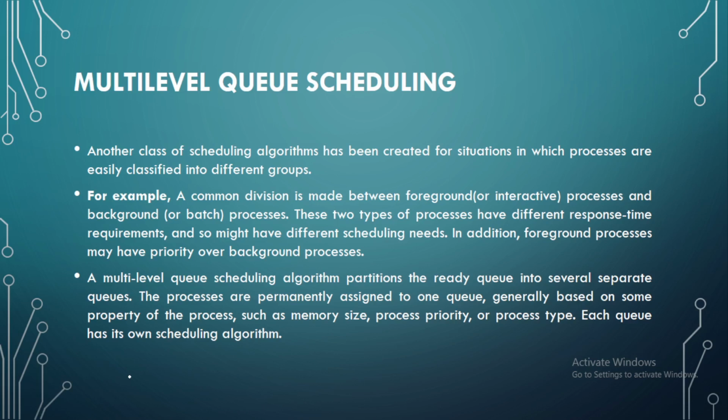A multi-level queue scheduling algorithm partitions the ready queue into several separate queues. The processes are permanently assigned to one queue, generally based on some property of the process, such as memory size, process priority, or process type. Each queue has its own scheduling algorithm.